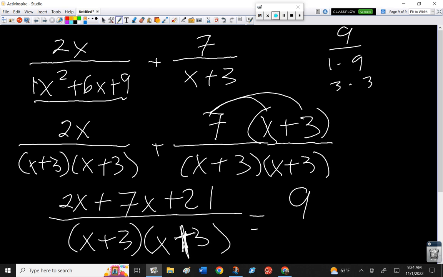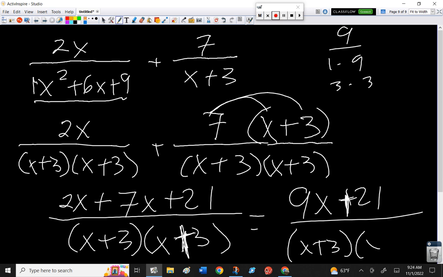Simplifying it, I would get 9x plus 21 over x plus 3 times x plus 3. Sometimes a shortcut is helpful, but sometimes even noticing and remembering that you have to factor stuff also helps out. So remember, use all the tools that I've given you.